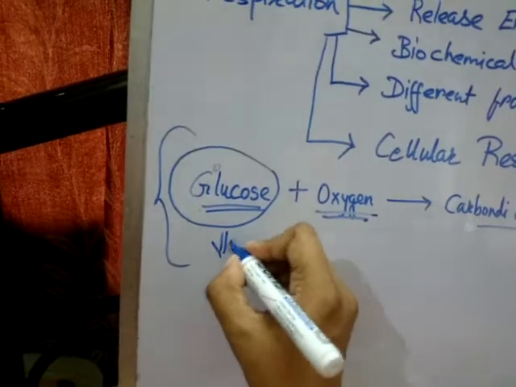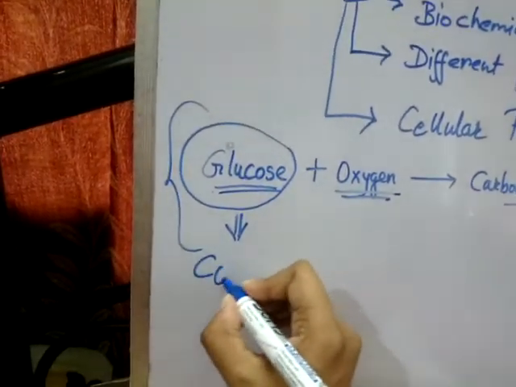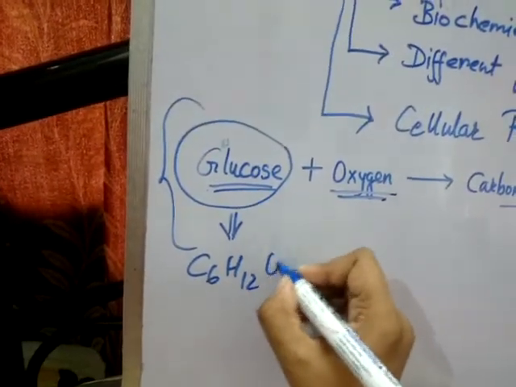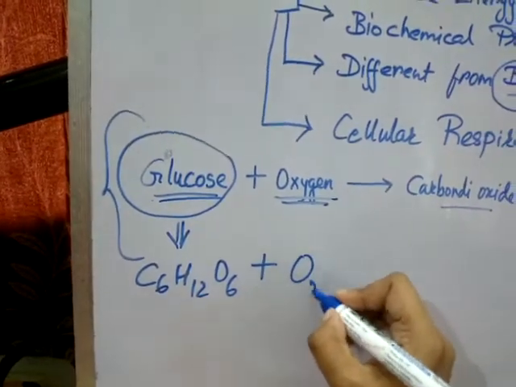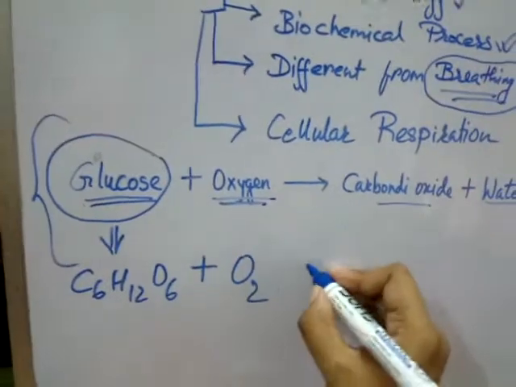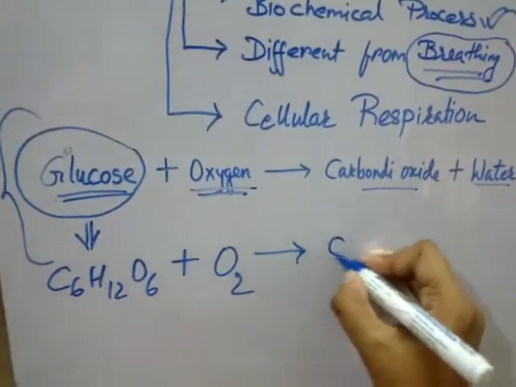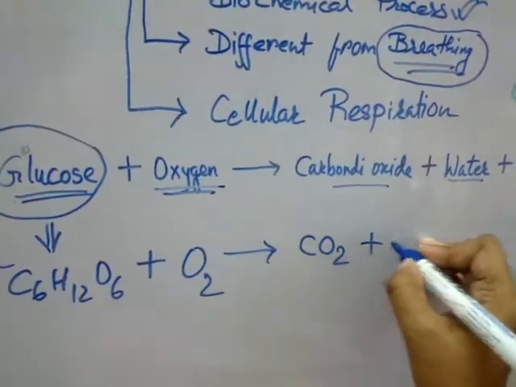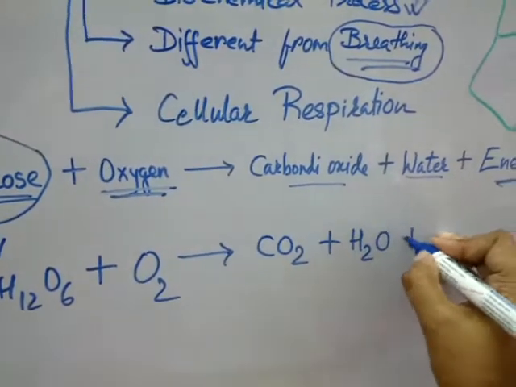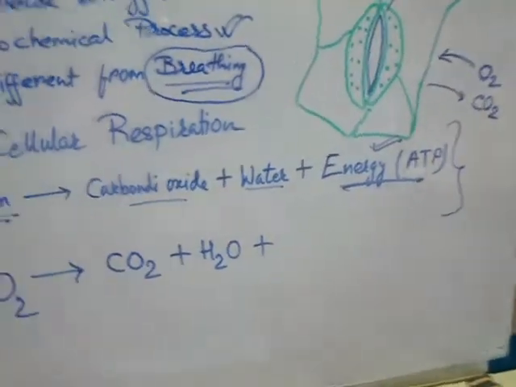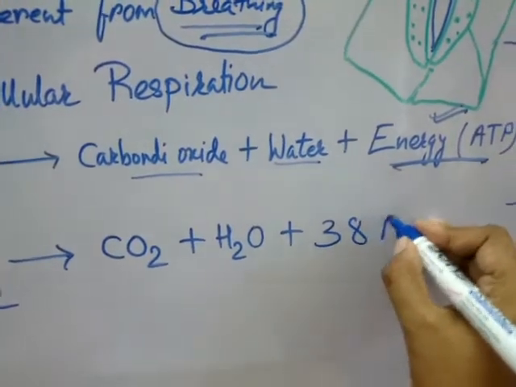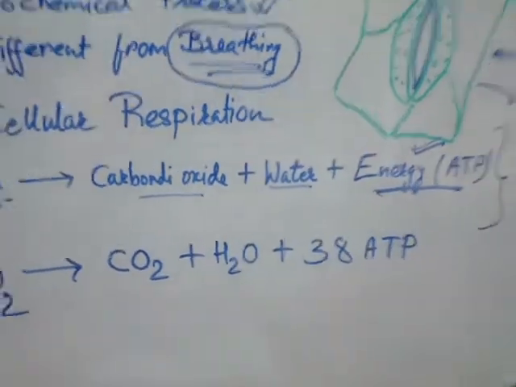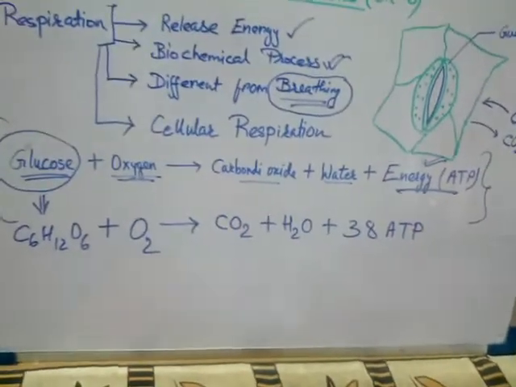Glucose, you know, this is C6H12O6. This, when oxidized with the help of oxygen, results in the release of carbon dioxide, water H2O, and energy, that is in the form of ATP. 38 molecules of ATP are released. Why? I'll tell you.